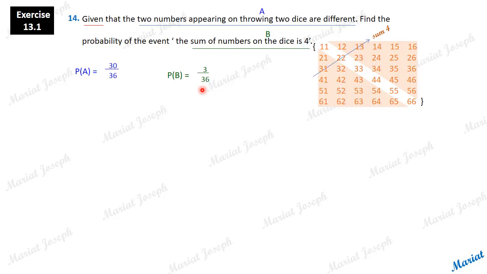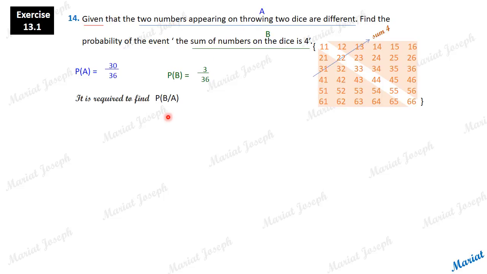Now, observe the statement once more. Given that A has happened, find the probability of B. So we need to find the probability of B under the given information that A has happened. Hence, it is a conditional probability, B given A. Observe it please. It's not A given B. We want to find the probability of B given this condition A.